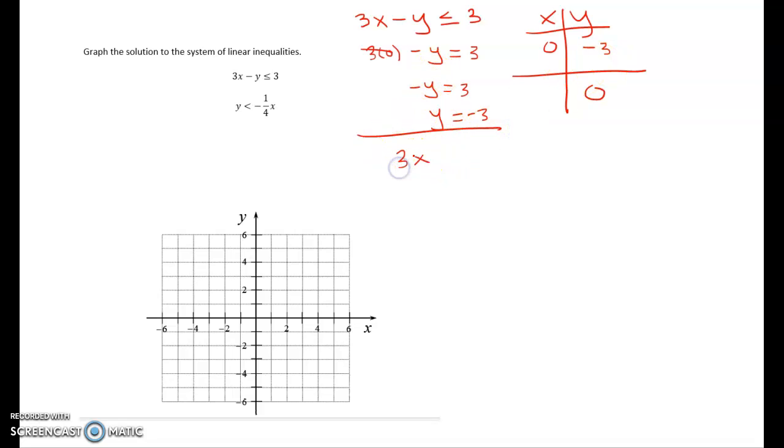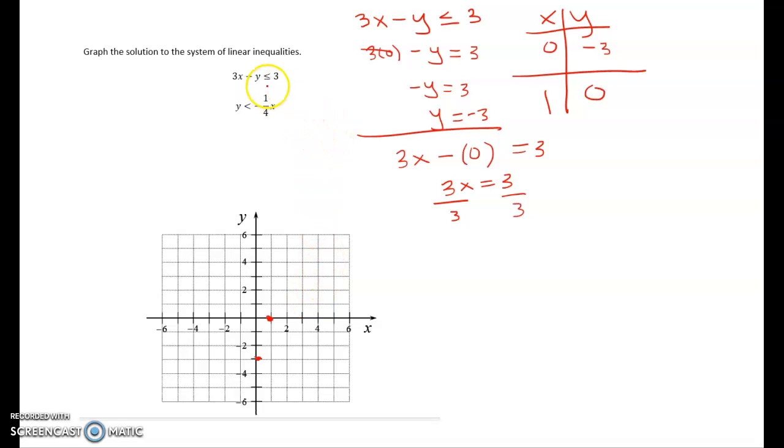Next we have 3x minus, this time we'll put in 0 for y to find the x-intercept. So minus 0 equals 3. So 3x equals 3, divide by 3 on each side, and x equals 1. So let's graph our points. We've got 0, negative 3 for our first point. We've got 1, 0 for our second point. So we're going to have a line through these points.